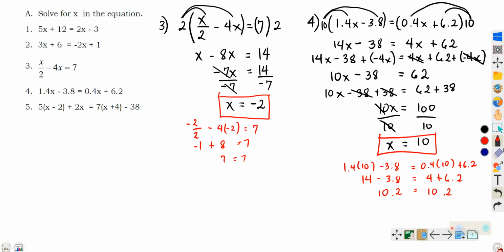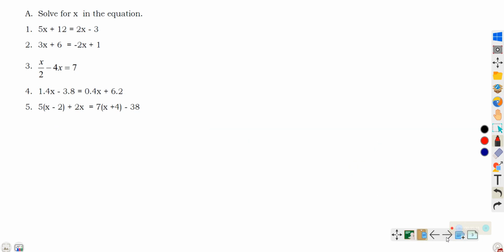The fifth example. Medyo crowded na. Ayan. Dito tayo sa next page. Number 5. Wag masyadong mapula. So, we have 5 times x minus 2 plus 2x equals 7 times x plus 4 minus 38. So, since meron tayong mga grouping symbols dito, and then kung mapapansin nyo, ito ay isang group, meron pang isang bukod na term.